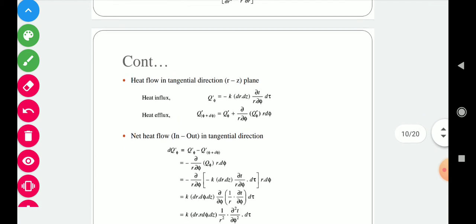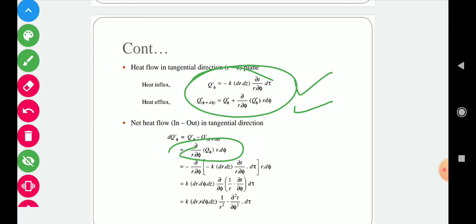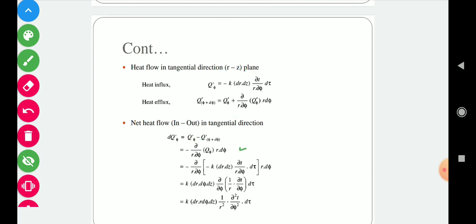Similarly, we can write the heat balance for the other two phases. So this one is in the r-z phases. This is heat influx and outflux. The net flux will be the difference between these two quantities, and in that equation we put the value of q phi, and we get this equation, and finally this equation.